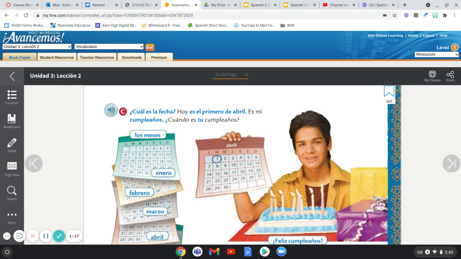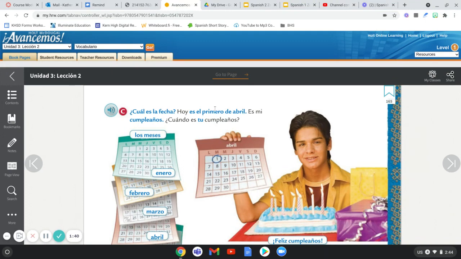So he asks it and then answers it on his own. He asks, what's the date? ¿Cuál es la fecha? Hoy, which means today. Hoy es el, today is the primero, this is a new word right here, primero, de abril. And abril, as you can see, is on this calendar, so you can probably guess the month that he's talking about.